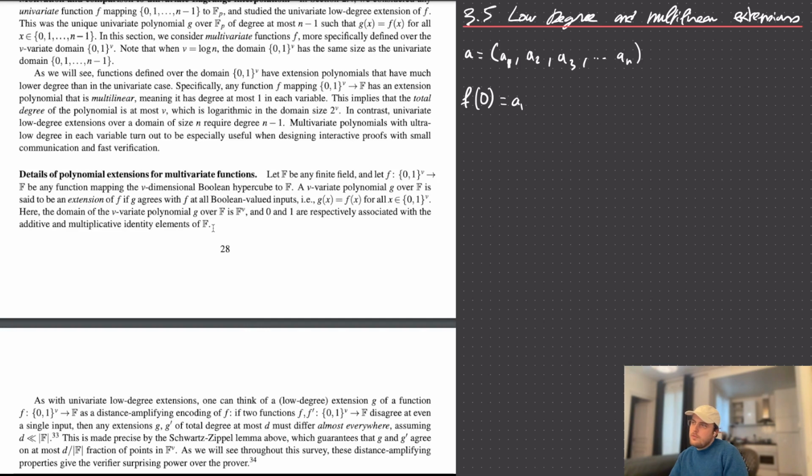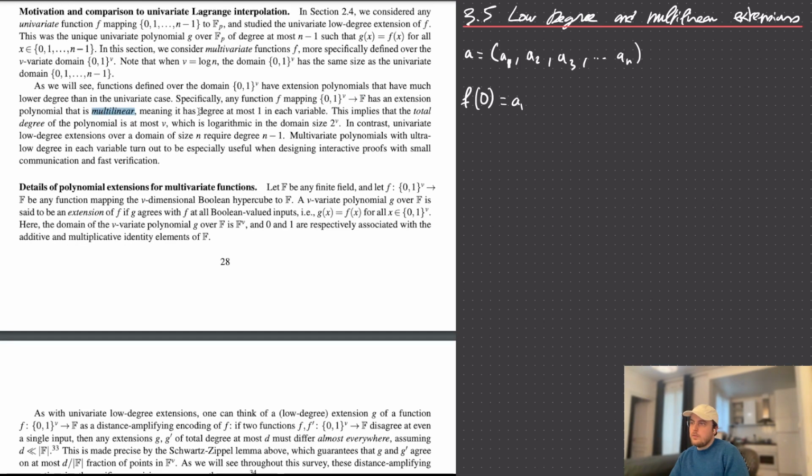As we will see, functions defined over the domain have an extension polynomial that have much lower degree than in the univariate case. Specifically, any function f mapping {0,1}^v to the field has an extension polynomial that is multilinear, meaning it has a degree of at most 1 in each variable. This implies that the total degree of the polynomial is at most v, which is logarithmic in the domain size.